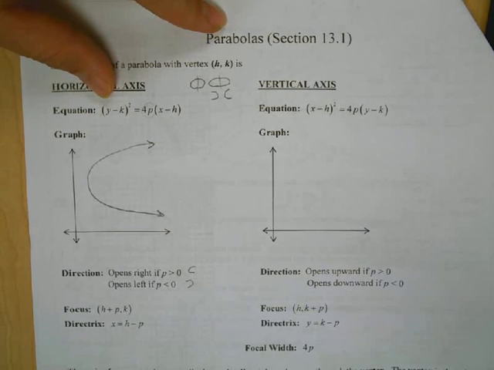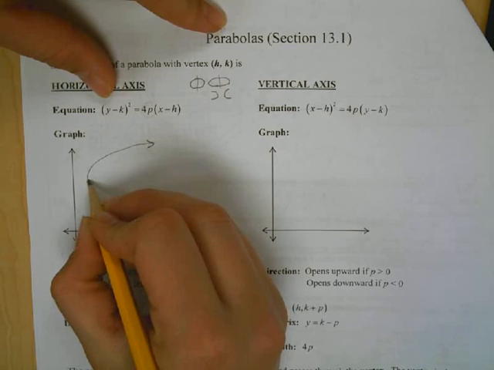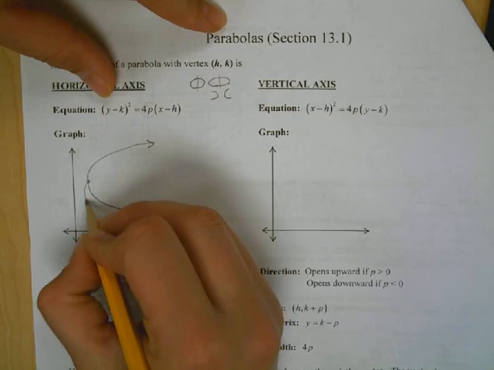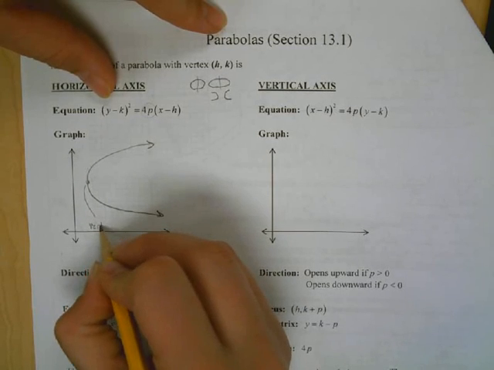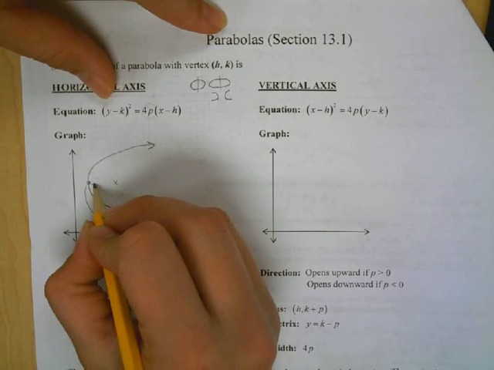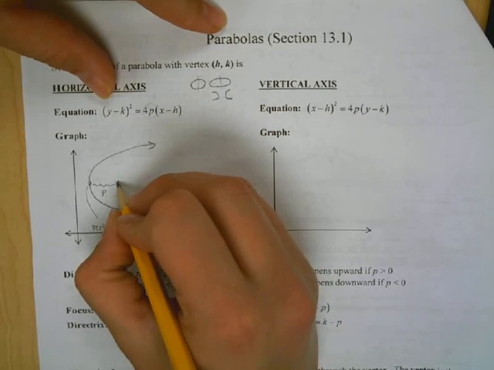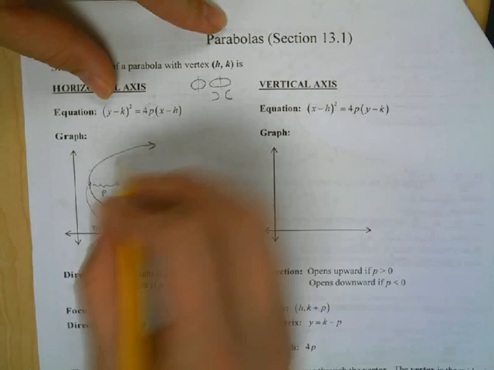So what is p? Well, p is the distance from our vertex to our focal point. This is p. Our focal point here is p away from our vertex.